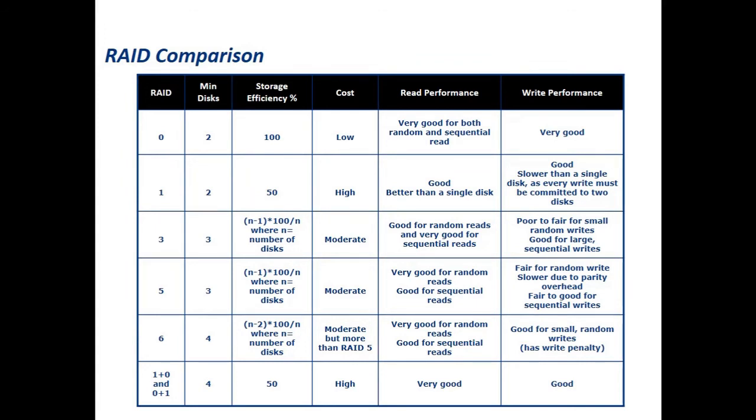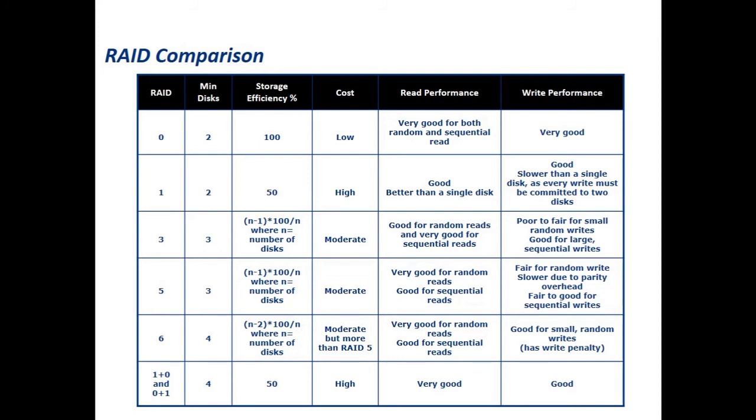Read performance is good, much better than a single disk. Write performance is good, although it is slower than a single disk, as every write must be committed to 2 disks. So if you are going to store one piece of data, it has to be written to 2 hard disk drives. Hence it is a bit slower. Then we have RAID 3. It requires a minimum of 3 hard disk drives to be implemented, because one dedicated hard disk drive is required.